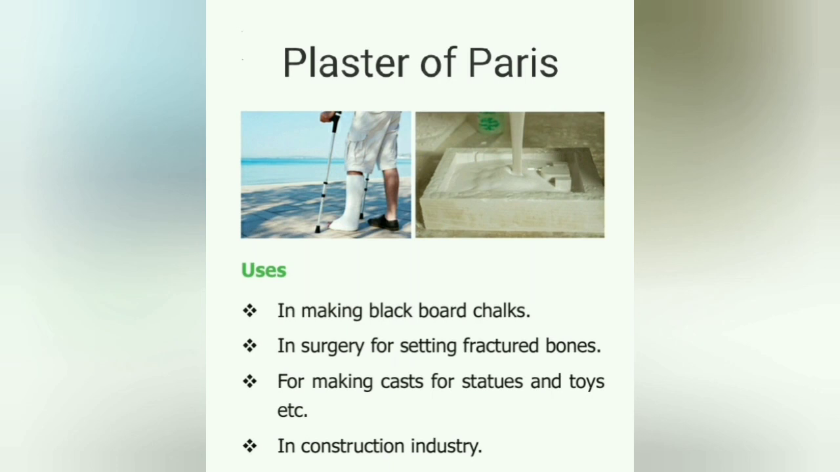Uses of plaster of Paris. The plaster of Paris is used in making blackboard chalks. It is used in surgery for setting fractured bones and for making casts of statues and toys, etc. It is also used in the construction industries.